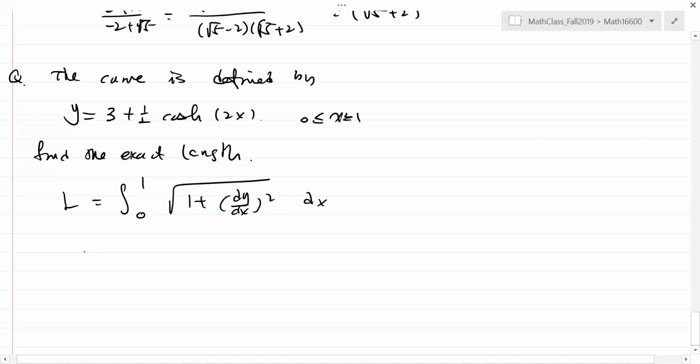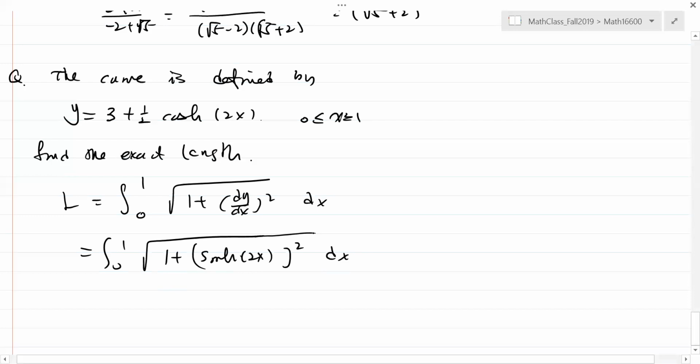Then find the derivative of y with respect to x. How do you find it? You differentiate y, and hyperbolic cosine becomes hyperbolic sine. Then the 2x gives you 2. So the derivative of y with respect to x is just hyperbolic sine 2x, squared inside the radical.